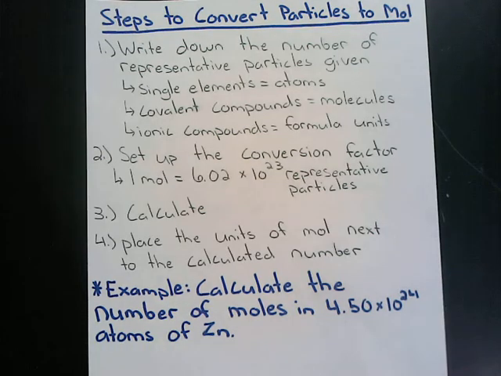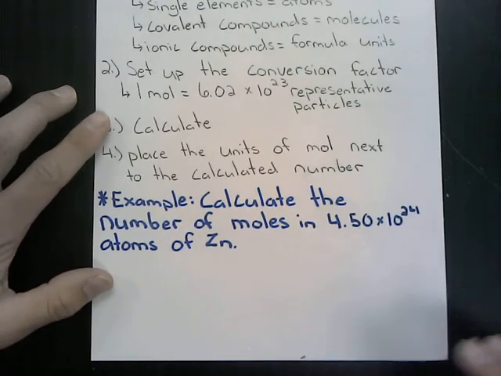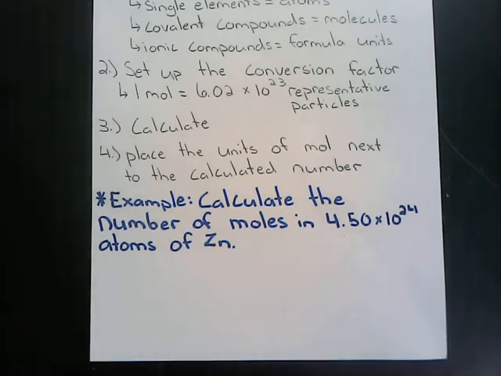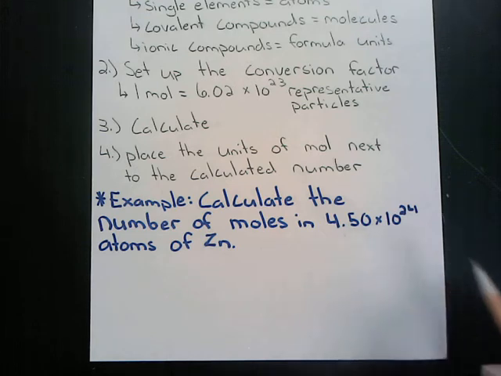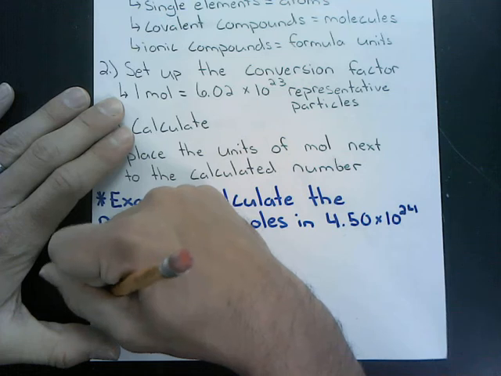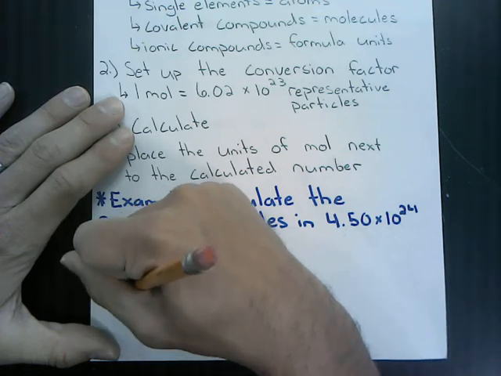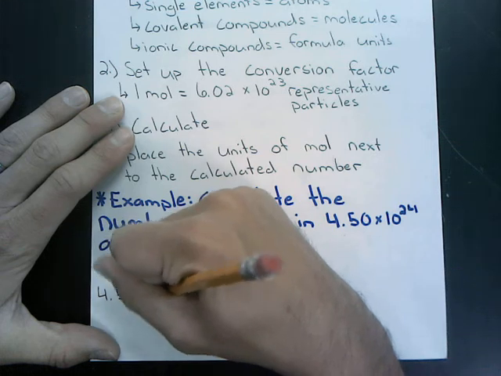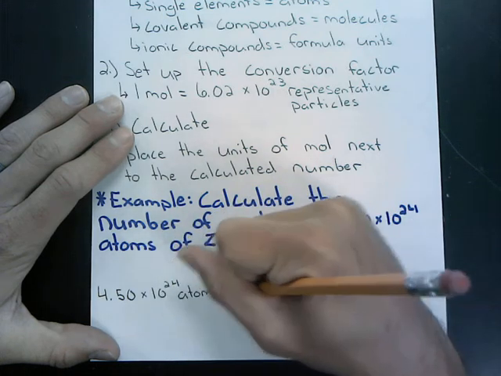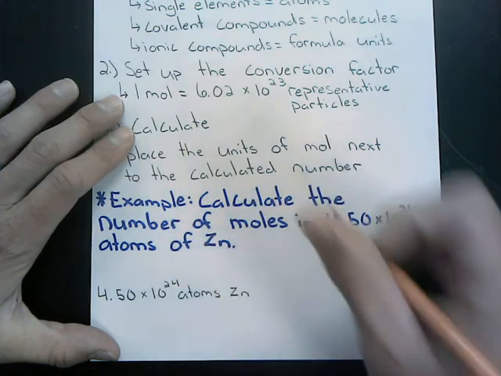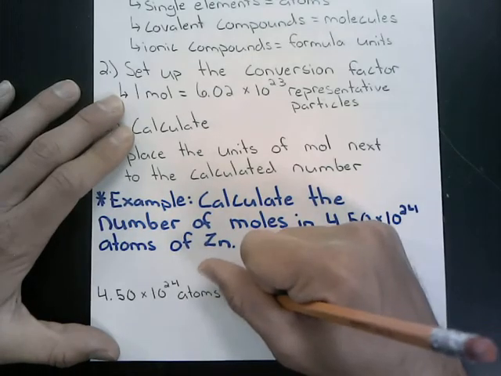All right, so let's put these steps to the test here in our final example for today. So we want to know the number of moles in 4.50 times 10 to the 24th atoms of Zn, or zinc. So what we do is we start out with what is given. Always make it easy on yourself. Write down exactly what's given. So 4.50 times 10 to the 24th atoms of zinc, Zn.